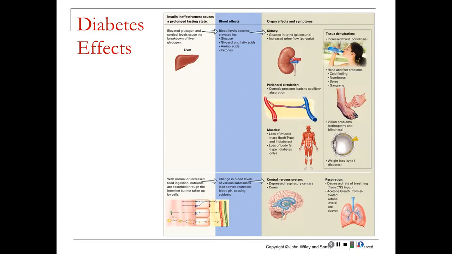There's going to be loss of muscle mass with type 1 and type 2, loss of body fat in just type 1. You're going to have tissue dehydration, cold feeling in your hands and feet, possibly numbness, possibly soreness, possibly gangrene, vision problems associated with retinopathy as well as blindness. So all of those effects from diabetes.